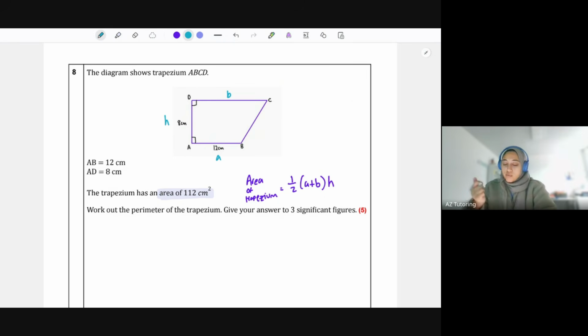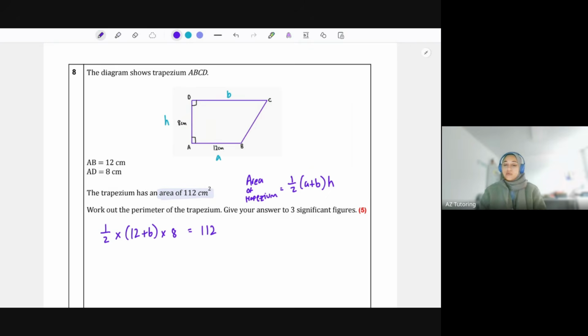Okay, so it looks like we know H, we know A, but we don't know B. But it's told us the area. It says work out the perimeter of the trapezium, give your answer to 3 significant figures, and it's a 5-mark question. Now, in order to work out the perimeter, we need to find out what this side length here is and what this side length here is. Because we know the area of the trapezium, let's work with that first. So the area of the trapezium is a half times A plus B. We know A is 12. We do not know what B is, so I'm going to write plus B, times H, which is 8. And we know that the area equals 112 centimeters squared because they've told us.